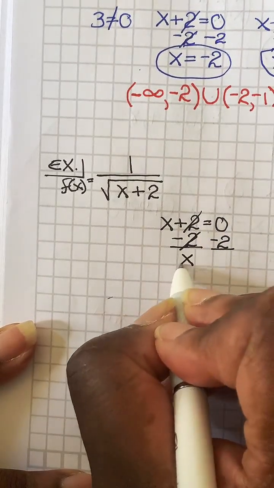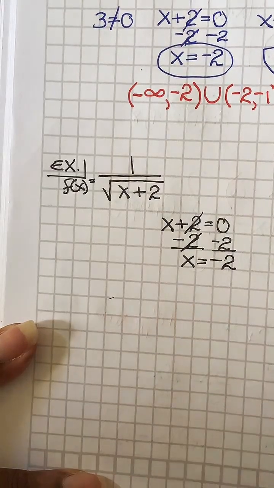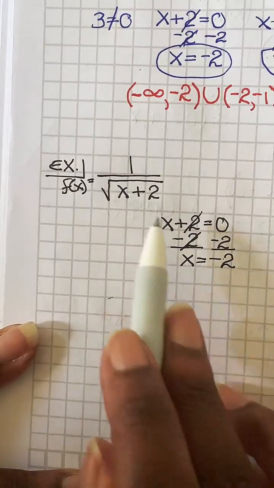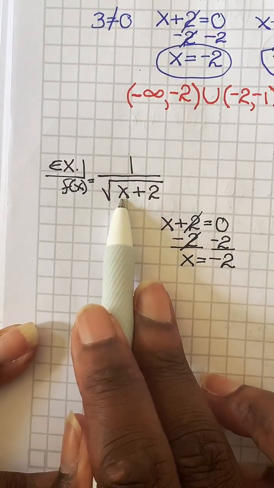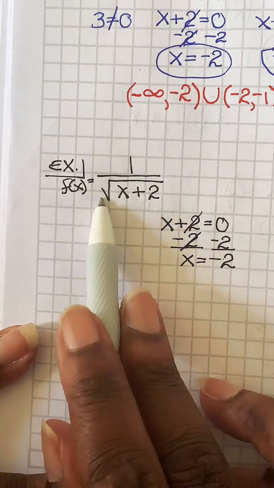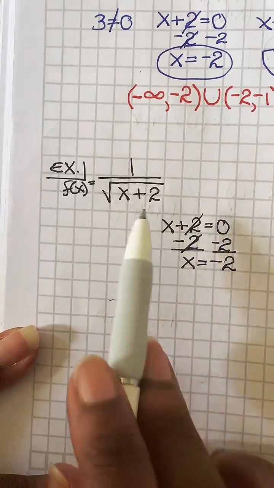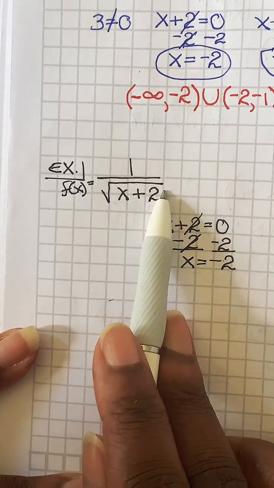Okay, then we have our x equals negative 2. So that means if I take this negative 2 and substitute it in for x, negative 2 plus 2 will give me 0. And the square root of 0 is 0. Okay, that's what's going to give me an error.